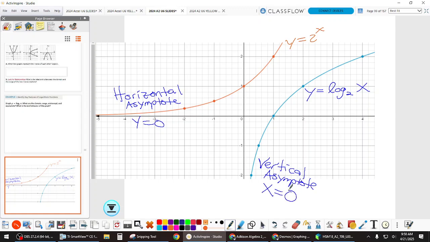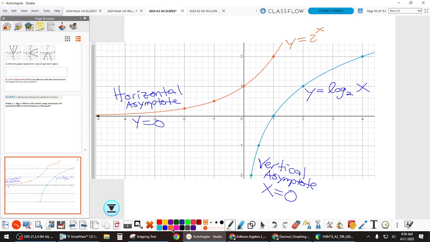X equals 0. Remember, for a vertical line, it's x equals, not y equals. Right? So, speaking of graphing in terms of both of these, what changed this horizontal asymptote and made it either shift up or down? You remember, in terms of A, H, or K?